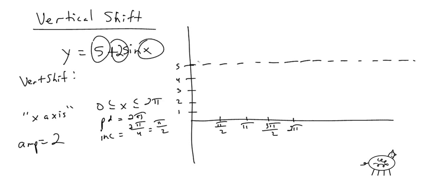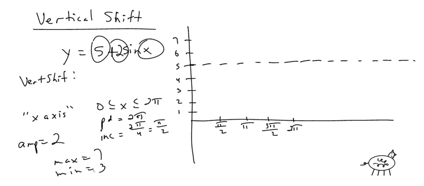And our amplitude, of course, is 2. So from that point, our maximum is going to be 7, and our minimum is going to be 3. Do you realize that? So max equals 7, and minimum is equal to 3. It's all the same stuff, except now we're dealing with a different x-axis.